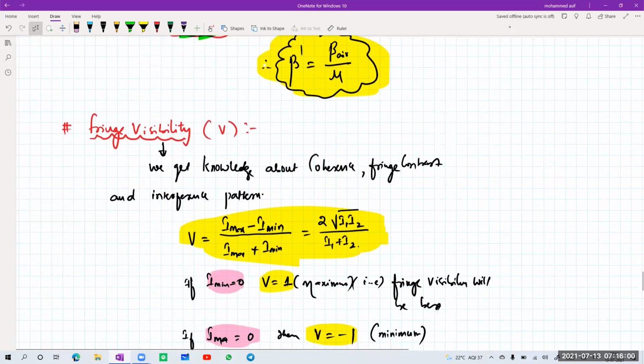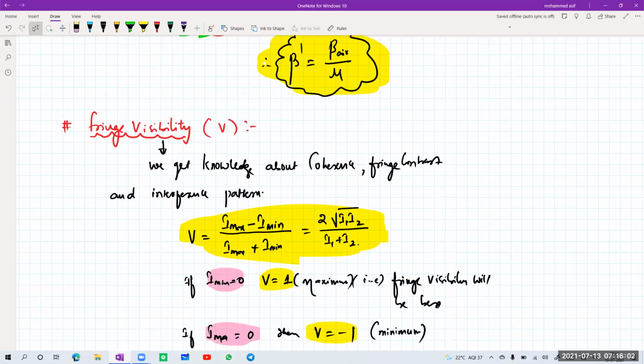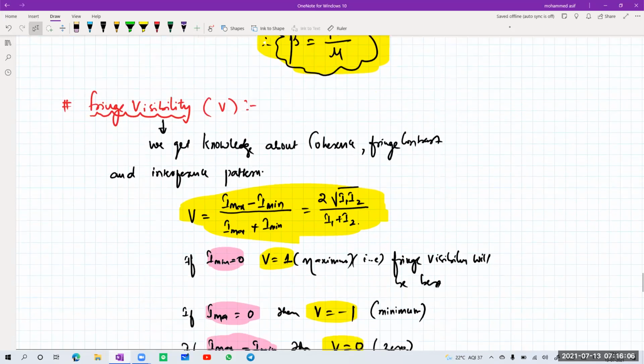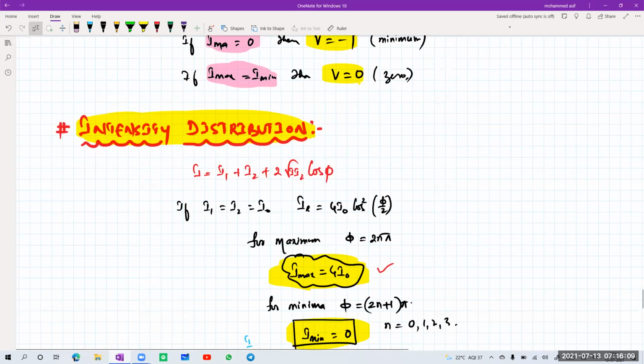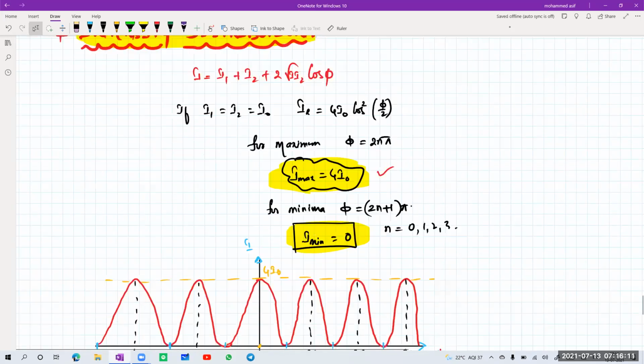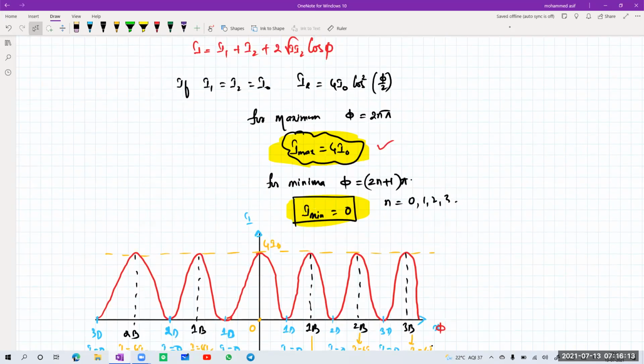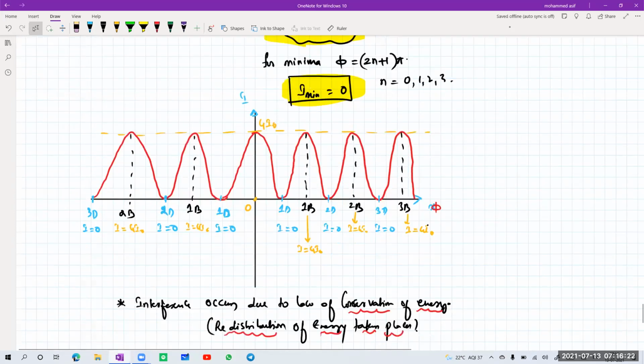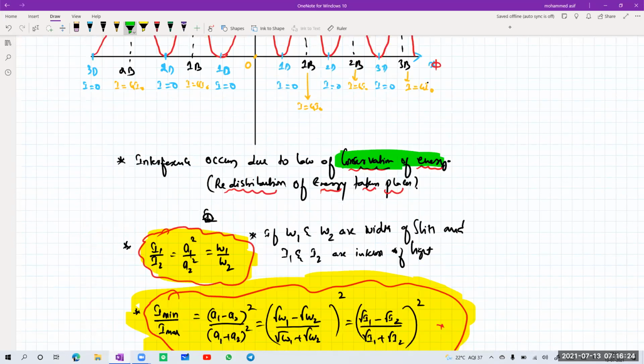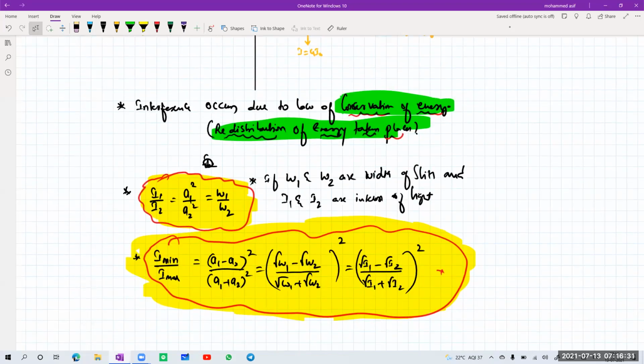Fringe visibility V equals (I max minus I min) divided by (I max plus I min). Accordingly, we have the relation. Now the intensity distribution, this is an important curve. Intensity is constant throughout the region. Maximum intensity is 4I0 and minimum intensity is 0. So the graph is uniformly distributed, and I say that it obeys the law of conservation of energy. Energy is just redistributing between the maxima and the minima. Intensity is also directly proportional to the width.